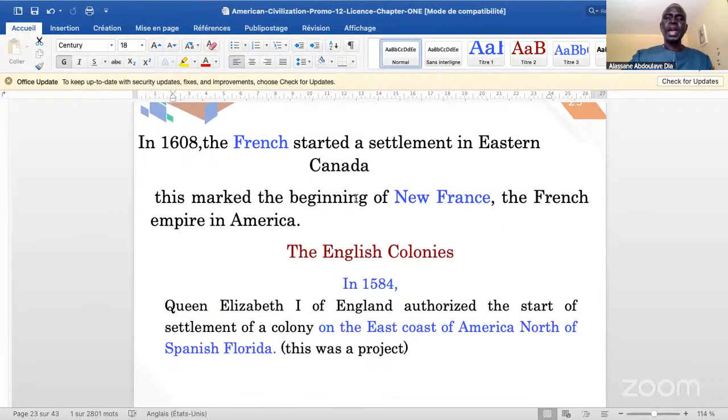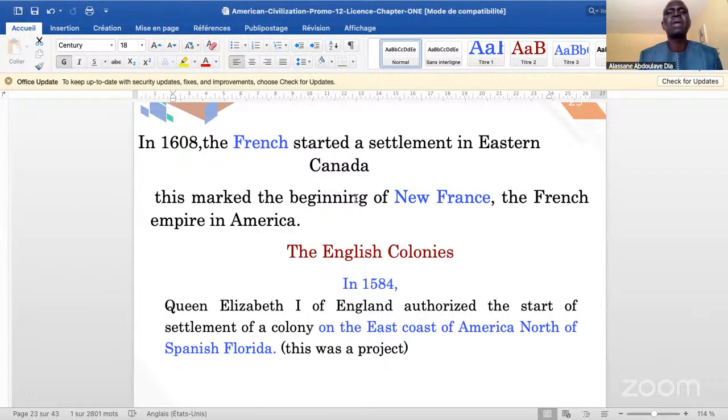And in 1608, the French started a settlement in eastern Canada. When the French came, they went directly to the east, north, and they occupied Canada. That's why this marked the beginning of New France. England created New England, and France created New France. This is a way of giving their name. It's just like when you see some land, you arrive and take all the land, you call it Kor Musa. Another one takes it, Kor Ayib. It's just like that. New France, New England.